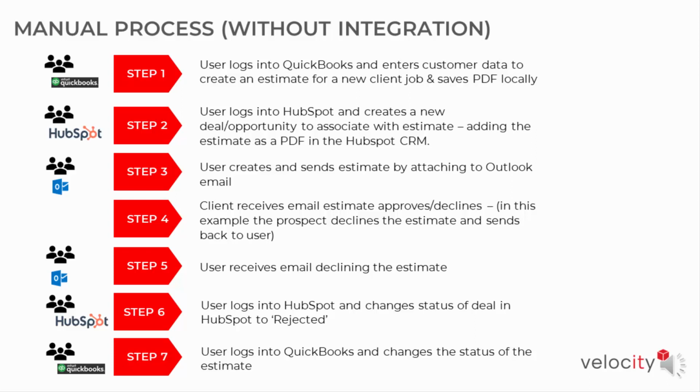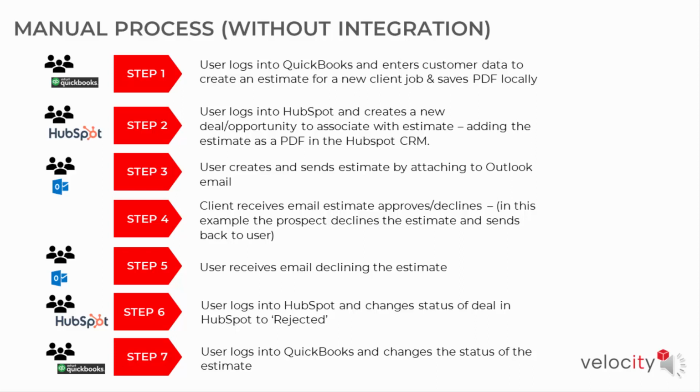Once the client receives the email estimate, obviously they've got the choice to either approve that or decline that, and in the example we're going to take you through, the prospect actually declines the estimate and sends it back to the user. The user then receives that back as an email, notes that the client's declined it, and then moves on to update the records in HubSpot to mark the deal as rejected, and then logs in again to QuickBooks to change the status of the estimate.